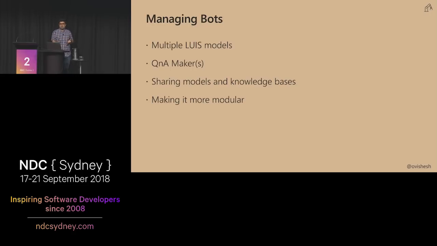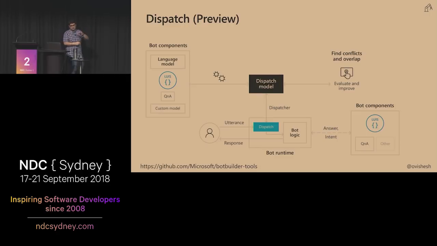To help with that experience, we've introduced a new tool called Dispatch, which again is a command line based tool. You import in some information, and it basically acts as a router, helping you decide whether to go to LUIS model A or B or QnA Maker or whichever else you might want to use.